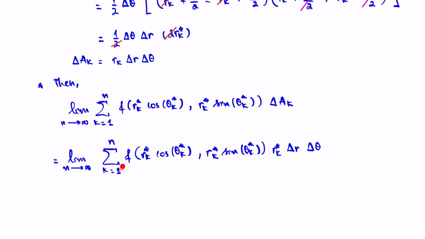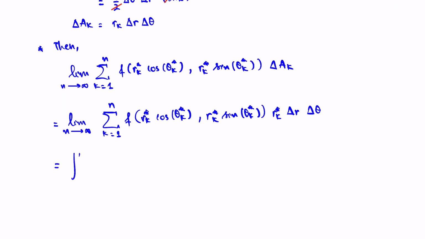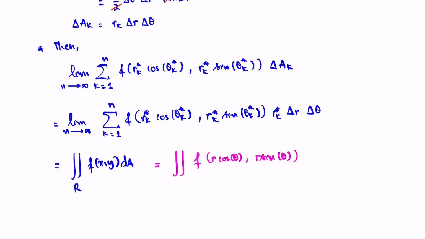Now instead of writing the limit of the Riemann sum, we change this into a double integral. The double integral of f of x, y, dA over a region R is equal to the double integral of f of r cosine theta, comma, r sine theta, times r dr d theta over the region R.